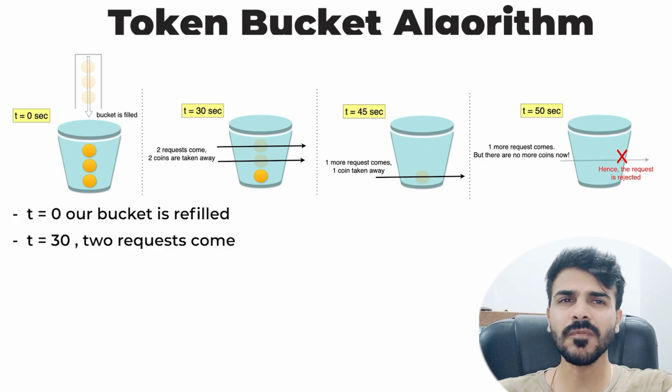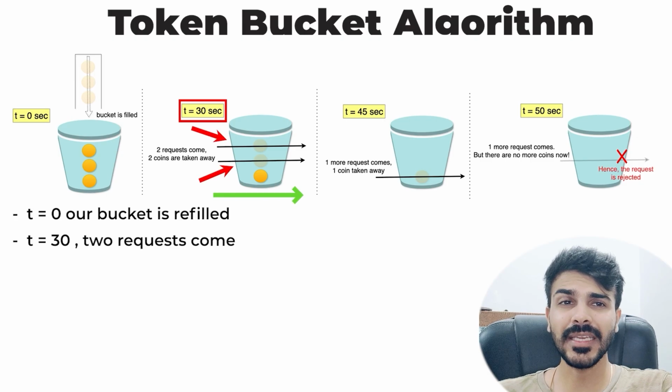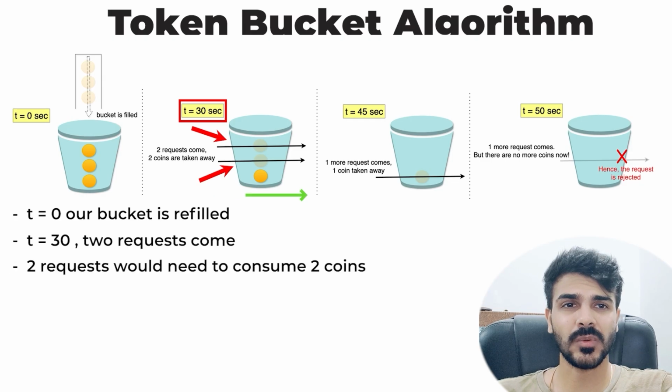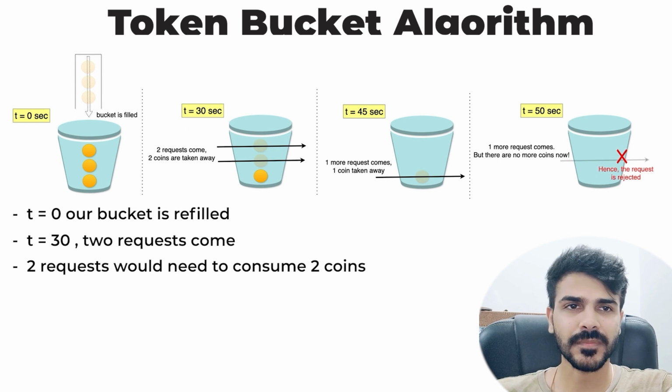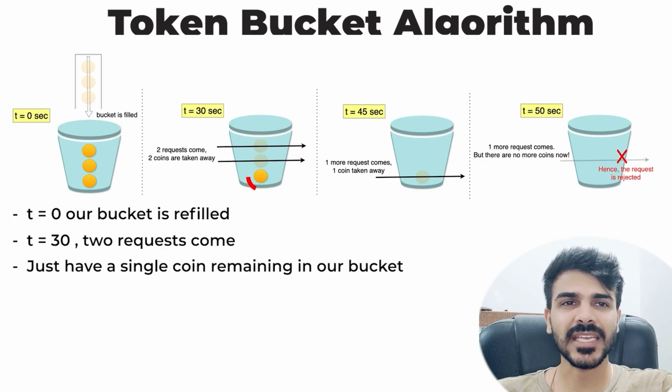Now let's say at t equal to 30 seconds, 2 requests come. If these 2 requests need to be allowed or passed through, then definitely they would need to consume 2 coins, 1 coin for each request. So effectively at t equal to 30 seconds, these 2 requests come and they consume 1 coin each. So 2 coins are taken away, and right now at t equal to 30 seconds, we just have a single coin remaining in our bucket.